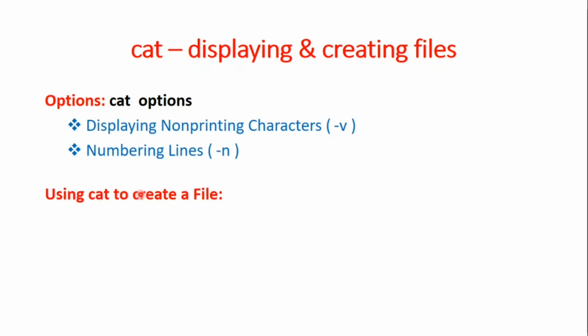Using cat to create a file. The same example, we will take csc.lst and isc.lst. If these two file names are passed to the cat command and the output is redirected using the redirection symbol to new.lst, the combined content of csc.lst followed by isc.lst will be saved in a new file called new.lst. This is how you can create a new file using the cat command.